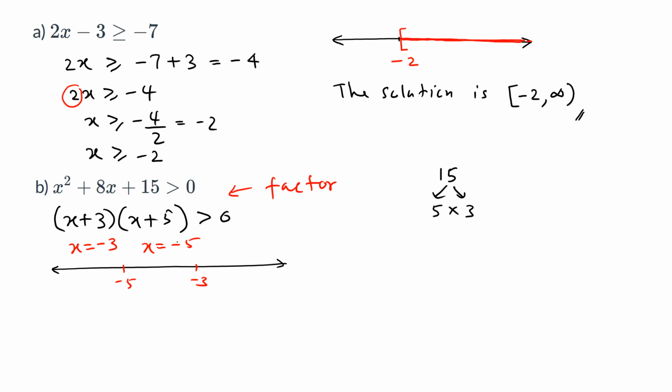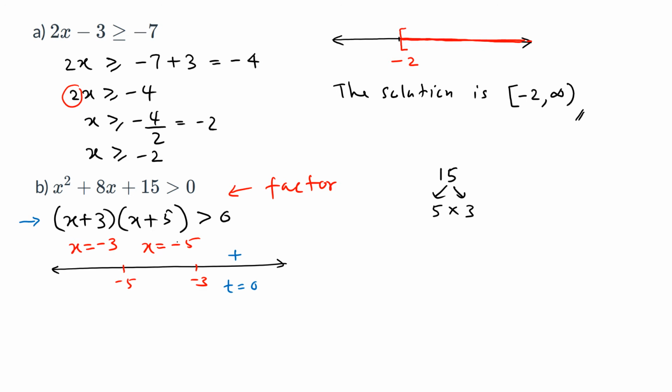So what are the test points that we can use? You can use a test point here, 0, because 0 is on this side. You're going to plug in 0 to either the factored version or the original version. It doesn't matter, but if you factor, it's much easier to see. So if you plug in 0, you get +3 and +5. So that means positive positive. Since you multiply, positive positive is positive. So that means this side is completely positive.